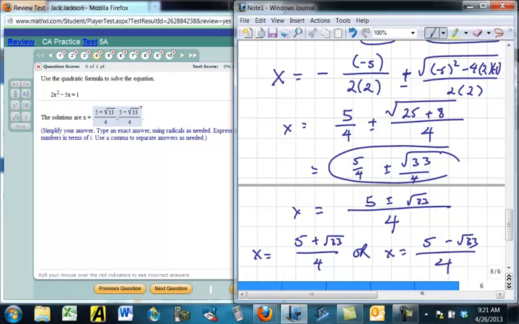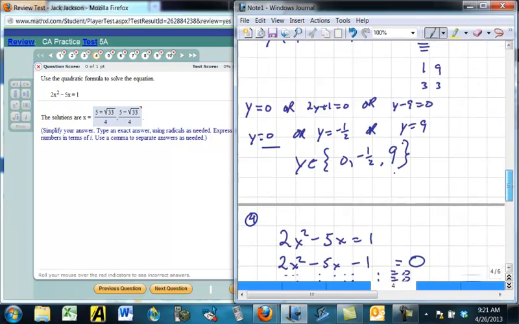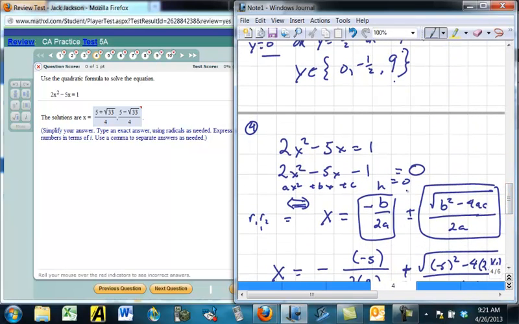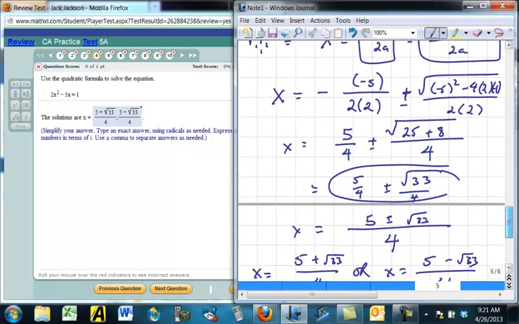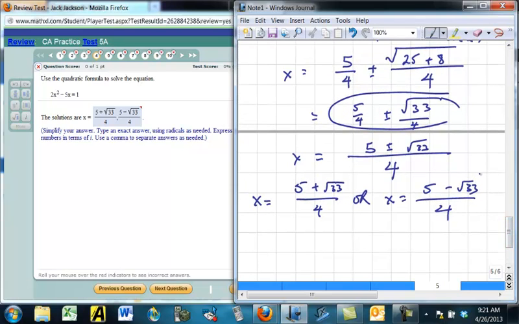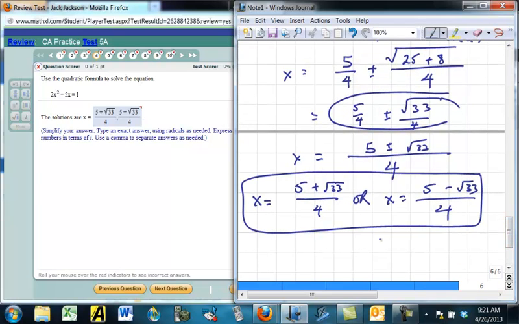If this was in the calculator section, of course we could approximate this by plugging this in a calculator and get a decimal. Of course, if it was in the calculator section, we could have just graphed y equals this and see where it crosses the x-axis, and get an approximate answer. But these are exact answers, and notice that does agree with what they have there.